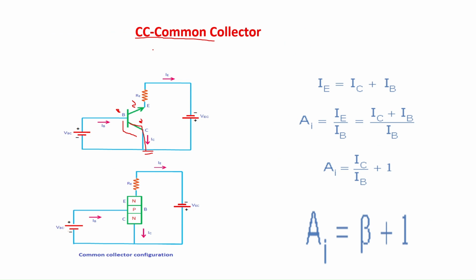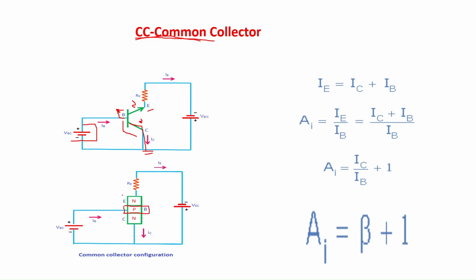Next configuration is the common collector configuration. In this configuration, the collector terminal is grounded. For biasing condition, we know that base and emitter region has to be forward bias. So the base has to be forward bias. In an NPN transistor, base is of P type material.